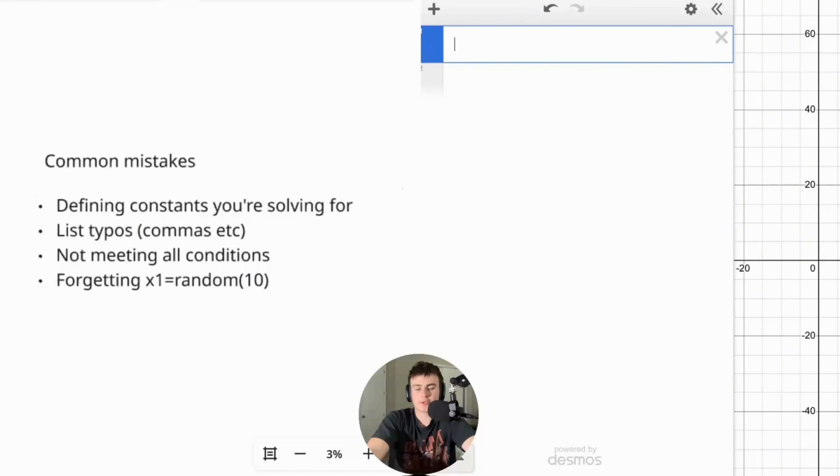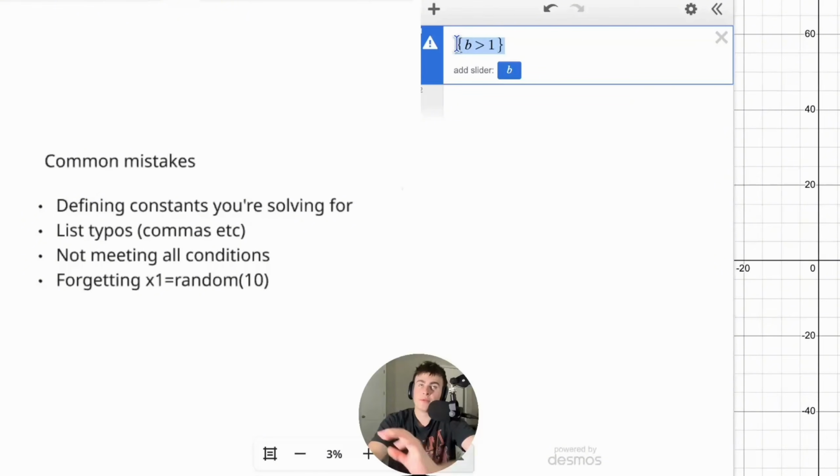Third is not meeting all conditions. If it tells you b is bigger than 1, and then you put a regression in and b is like 0.2, you're cooked because it's not fulfilling the condition. You know you definitely have it wrong. Now, maybe not definitely. Conditions sometimes do not even matter. You can still get the question right in some cases by not fulfilling the conditions, but I would not risk it. Don't risk it. It's just not worth it.